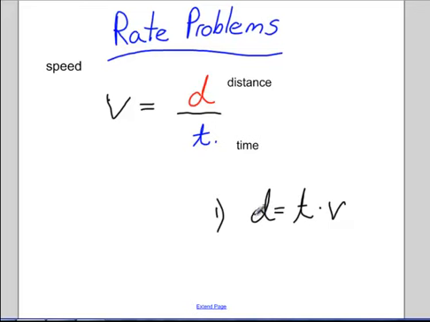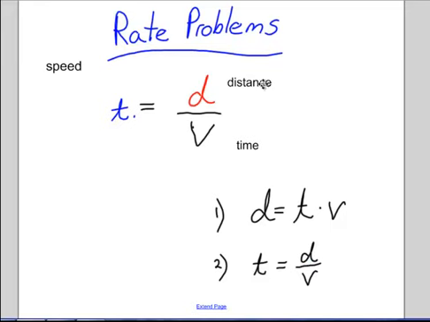Okay, sometimes we might be asked for our time. So if we want to get another alternate formula where t is equal to something, you can see that if I multiply this side by t, just like before, I have t times v is equal to d. And now I divide both sides by v, and this v comes over here. So this formula says that t is equal to d over v. My time is equal to my distance, sorry, divided by my speed.